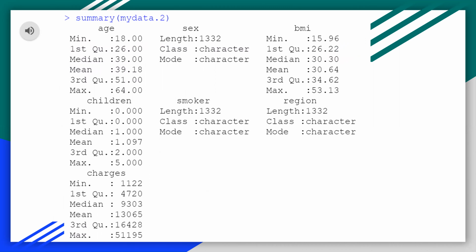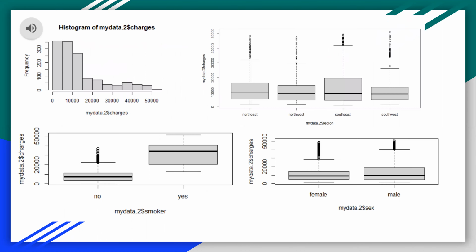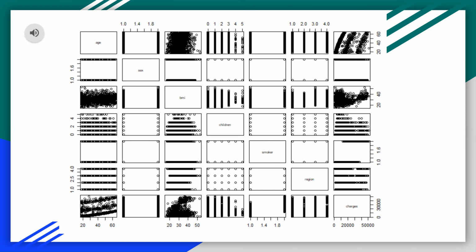In this slide, it shows the summary of our data. Here, I did the histogram plot and side-by-side box plot to demonstrate our data. In this graph, we can see the relationship between the variables. It's obvious that BMI and charges have a linear relationship.